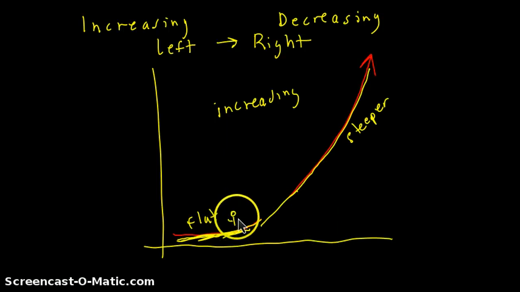Think of it again, a little man here, and you're walking. You're walking uphill here a little bit, but as you get further to the right, you're walking up quite a bit of a hill. So that's increasing with an increasing steepness. That's the idea of increasing and decreasing in a nutshell. So I hope this has been a little bit helpful to you.